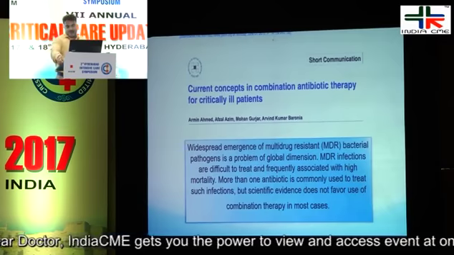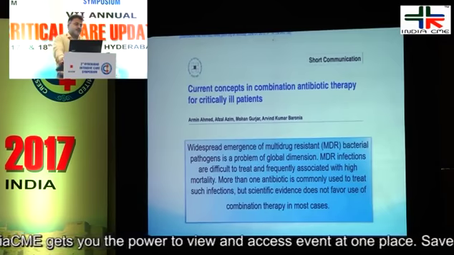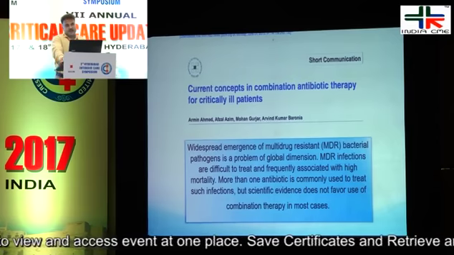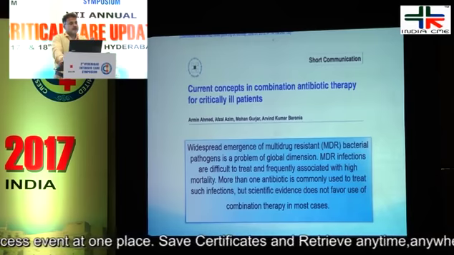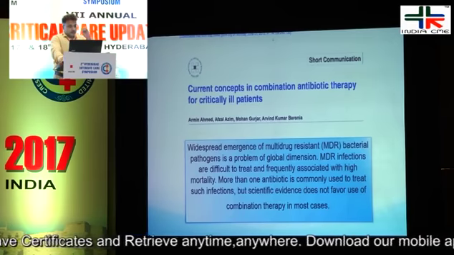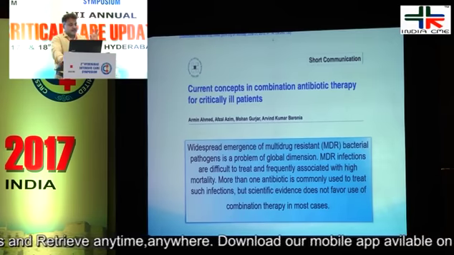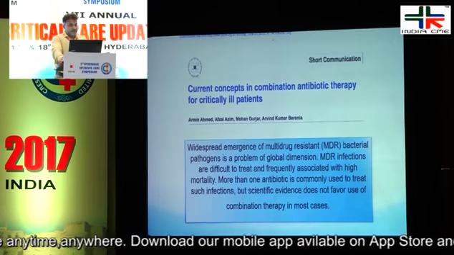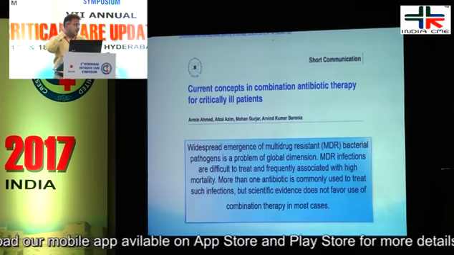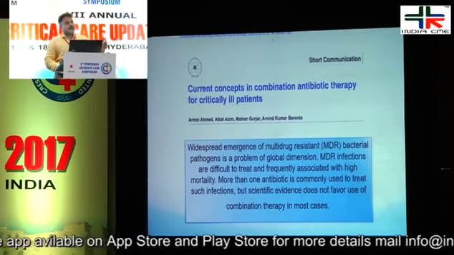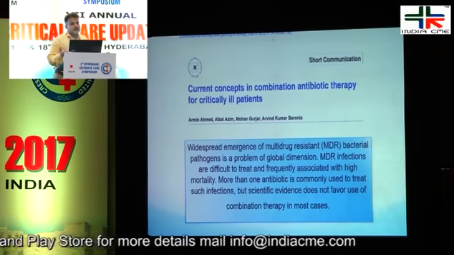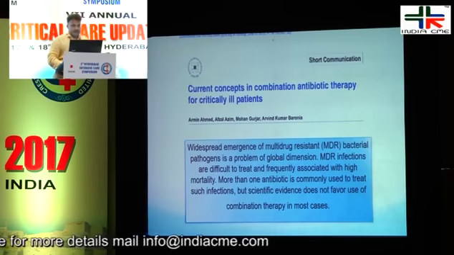Here, this was a very big commentary in our Indian Journal of Critical Care Medicine, where he tried to see the current concept in combination antibiotic therapy for critically ill patients. The first line was, although there is widespread use of combination antibiotics, we don't have definite data to support that. But more than one antibiotic is commonly used to treat such infection. Scientific evidence is not in favor of that, particularly if those bugs are MDR and XDR. It was a very nice communication and review of what is done, whatever reason has been given. But again, if your bug is MDR or XDR, if you are suspecting that, then combination of antibiotics makes a case for this class of patient.